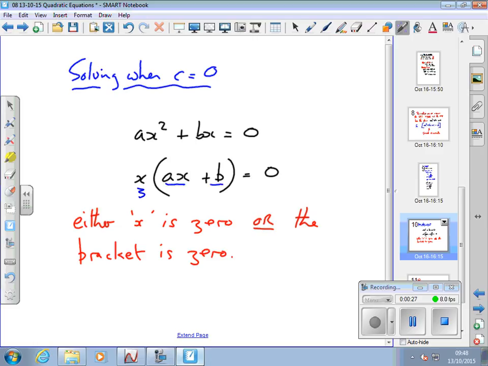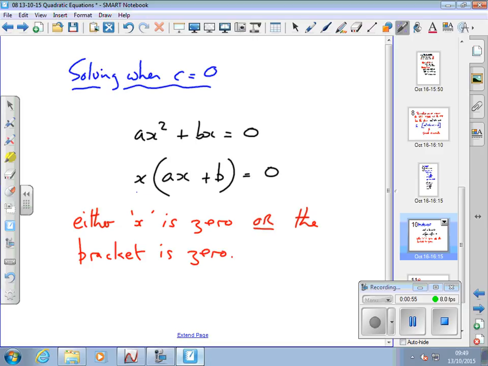If you multiply this back out again, you get x times ax squared, because x times x gives x squared, and x times b gives bx. So we're back to this again. I can factorize it. The fact that this right-hand side is 0 now comes in really handy, because any number multiplied by 0 is 0, isn't it? It doesn't matter what that number is.